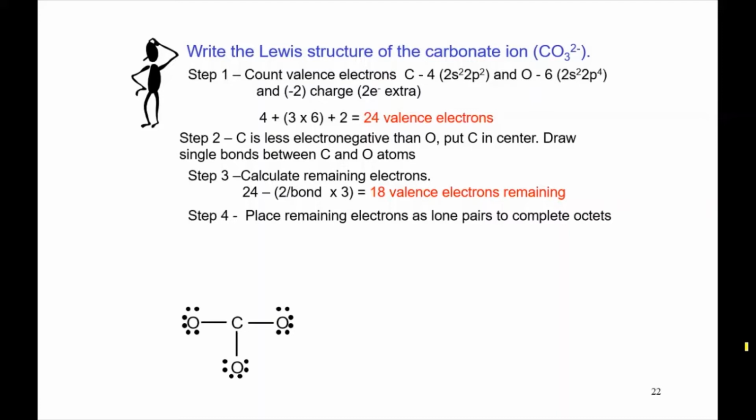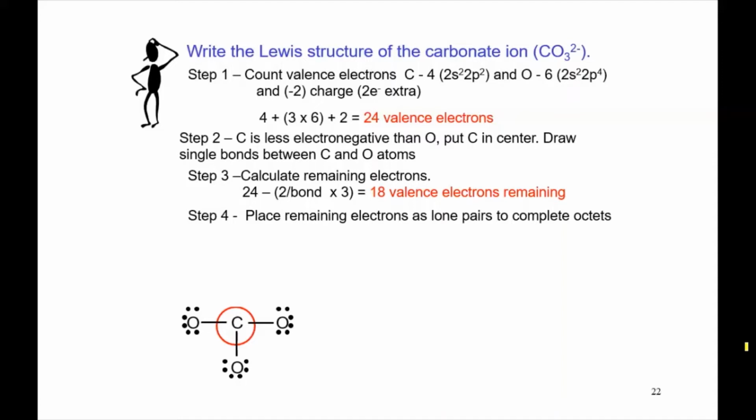I checked that they would be octets. So the one on the left, 6 plus the 2 that it is sharing, that's an octet. One on the right, 6 plus the 1 that it is sharing, that's an octet. One on the bottom, 6 plus the 2 that it is sharing is an octet. What about the carbon? Oh, it needs 2. Let's put 2 more in there. Oh, guess what? There aren't any more. We've already used all 24 of the valence electrons that we had to start with. So we can't bring in extra electrons.